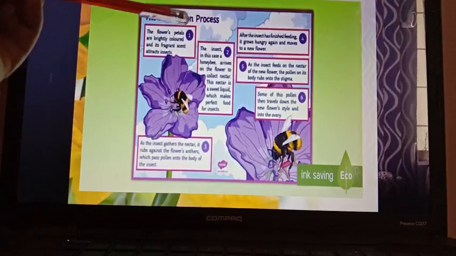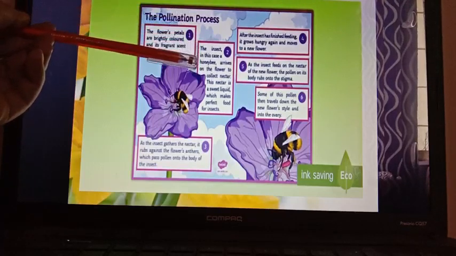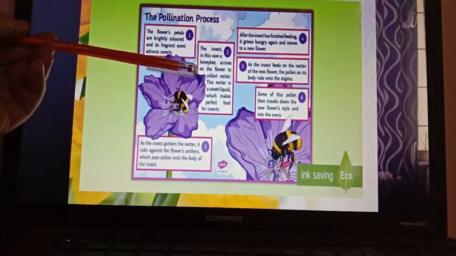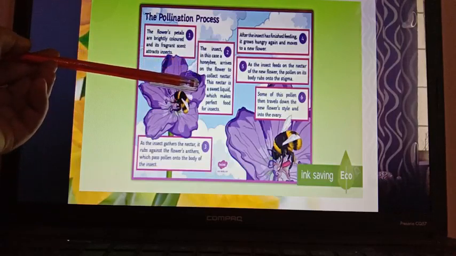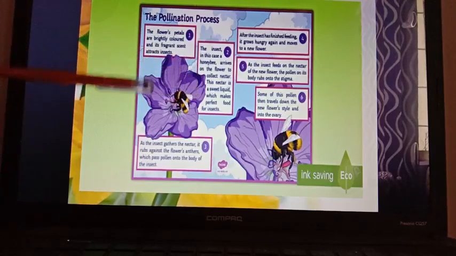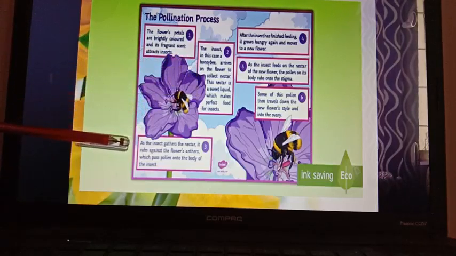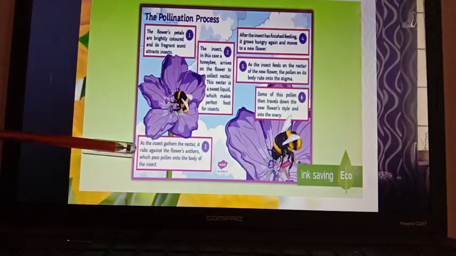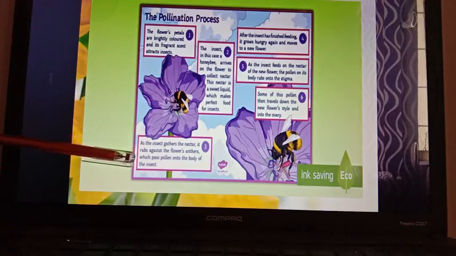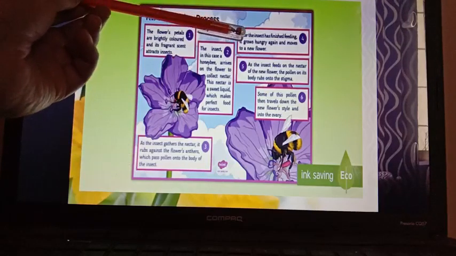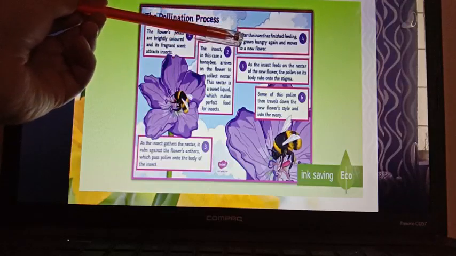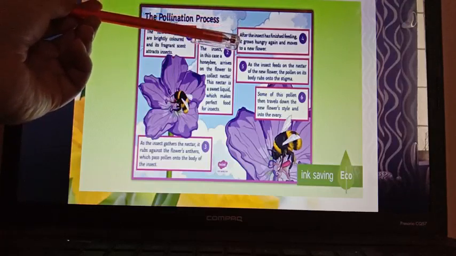pollination. The insect, in this case a honeybee, arrives on the flower to collect the nectar. This nectar is a sweet liquid which makes perfect food for the insects. As the insect gathers the nectar, it rubs against the flower's anthers, which pass pollen onto the body of the insect. After the insect has finished feeding, it grows hungry again and moves to a new flower.